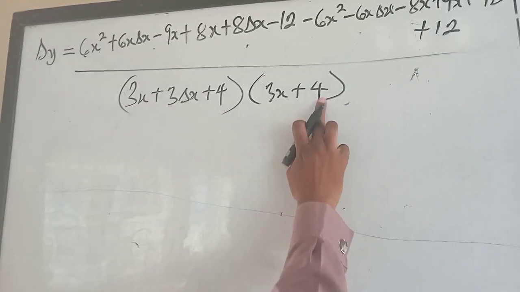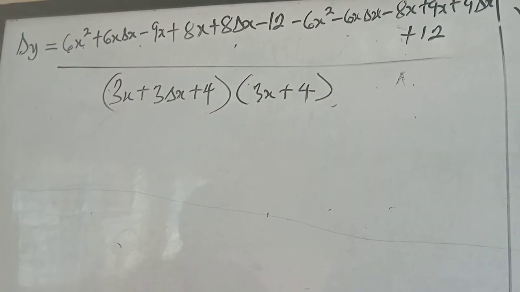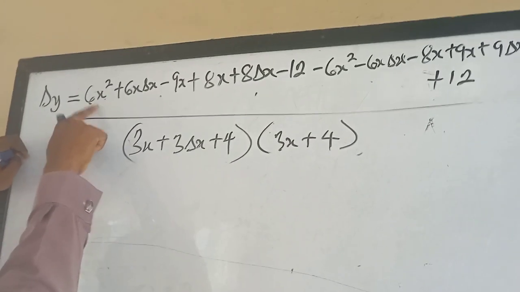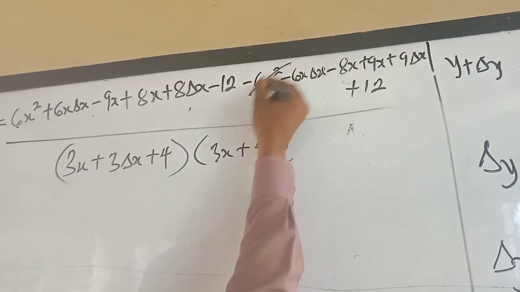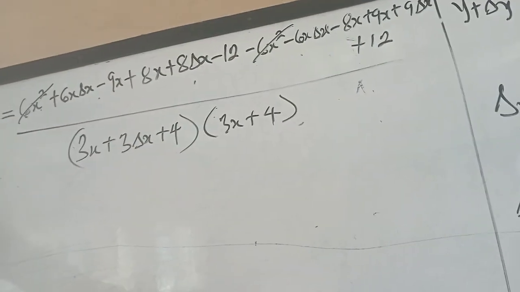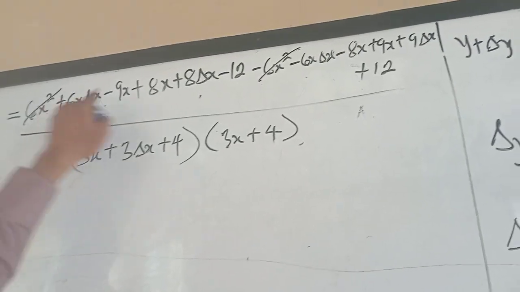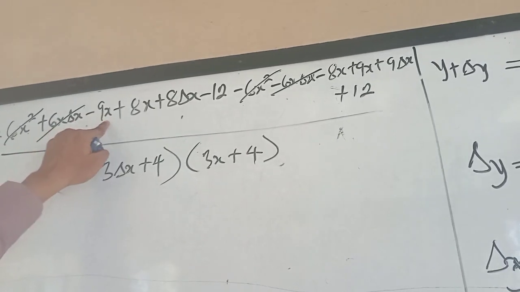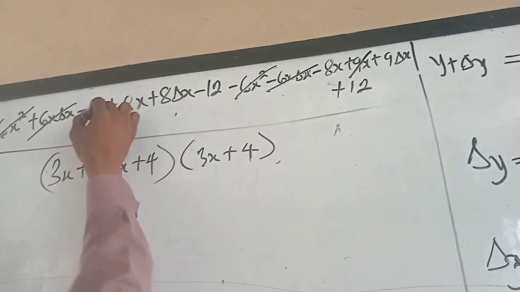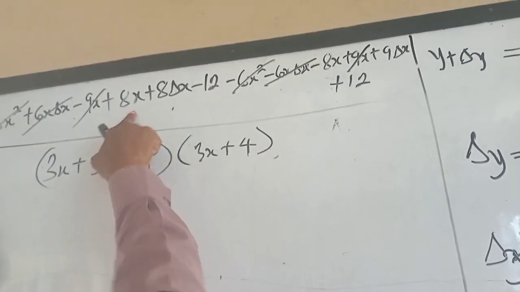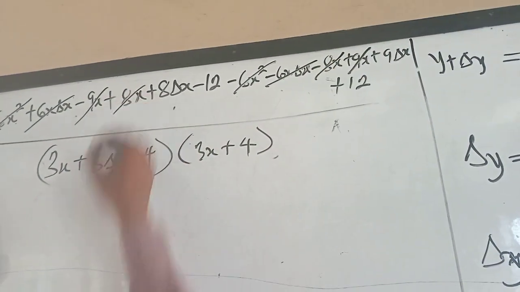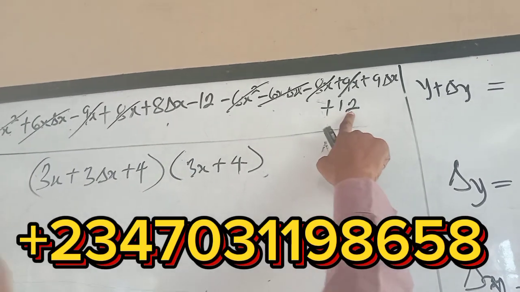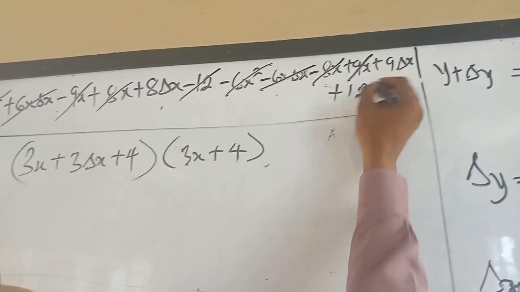Okay, so by virtue of this, we're going to compare what we have here. You can see this is plus 6x squared. This is positive, this is negative, so this one gets rid of this. Okay, I'm comparing. This is positive, this is negative, so this one gets rid of this. This is negative, this is positive, so this one gets rid of this. Okay, is there any other thing that will get rid? Yes, this is positive 12, this is negative 12, so this gets rid of this.